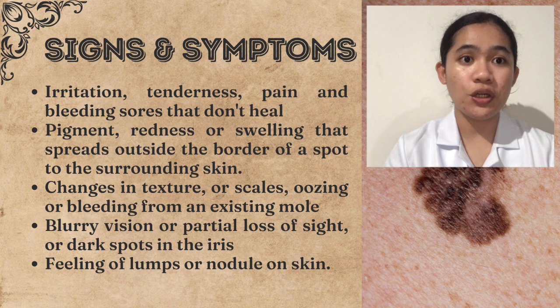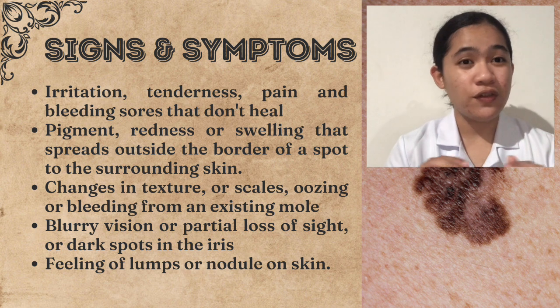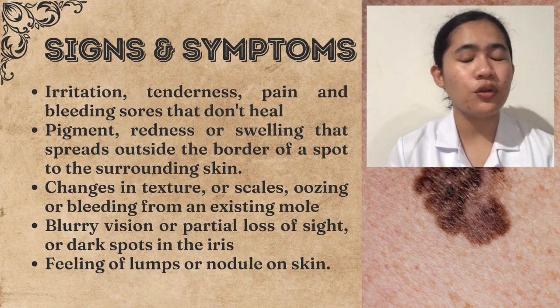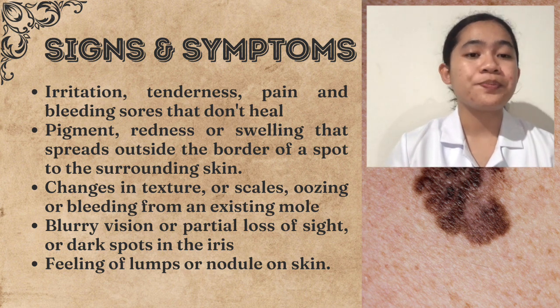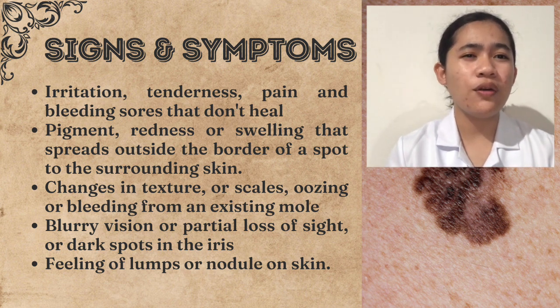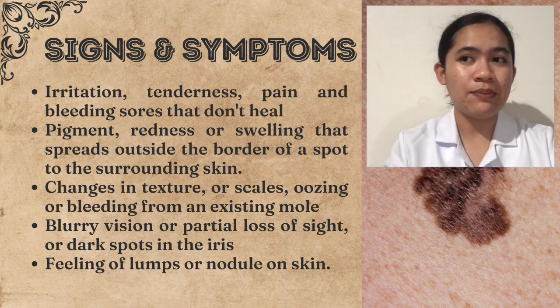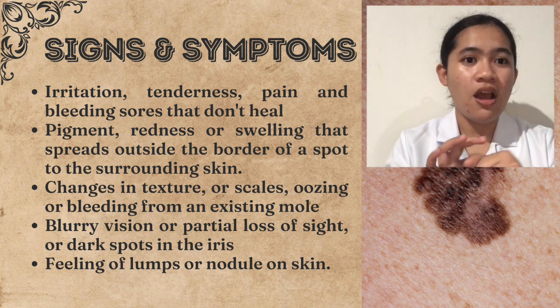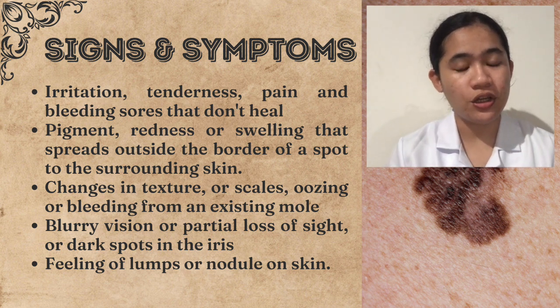Changes in the texture of your moles or the scales, or if there is oozing or bleeding on your existing moles in your skin. And then changes in your vision, if ever you have blurred vision or a partial loss of sight, that may also indicate melanoma. And then the feeling of lumps under your skin. If you feel something hard under your skin, that can also be an indication.